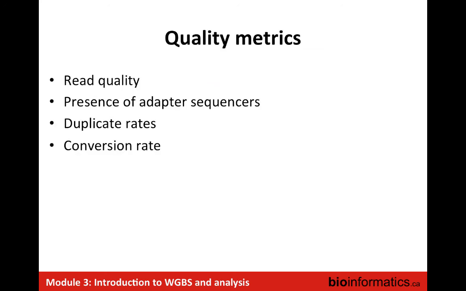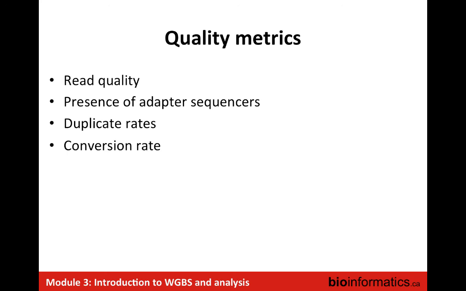So things to look at in these initial steps is really the read quality using things like FastQC, and the presence of adapter sequences. We've talked quite a bit about duplication rate. Another thing that I didn't have slides on, but that's also critical, is the conversion rate. In the bisulfite treatment, if you don't treat sufficiently, you'll have a low conversion rate of your library, and that's also going to offset your estimate of methylation.